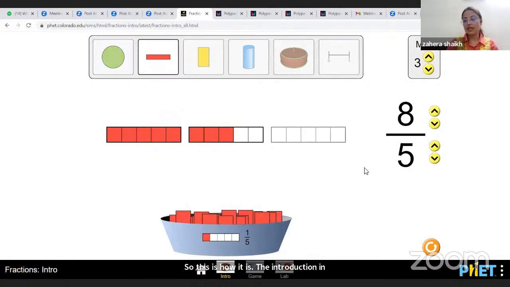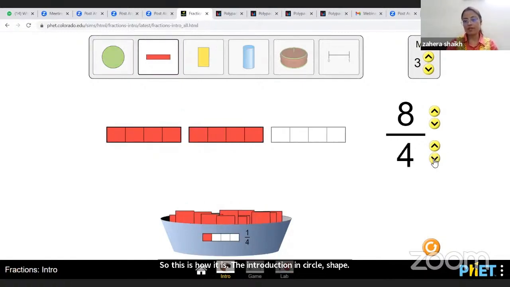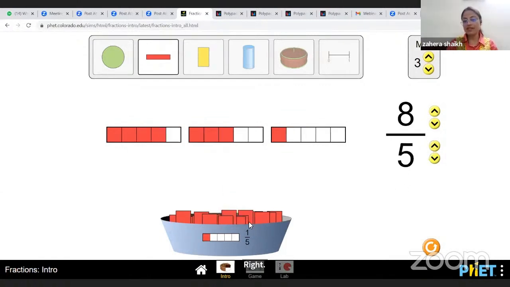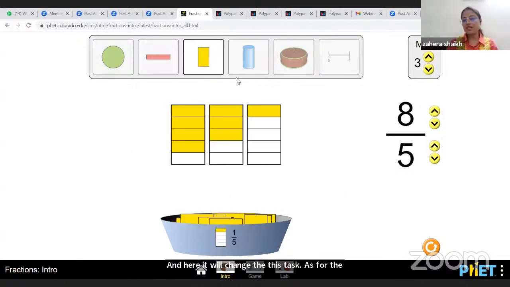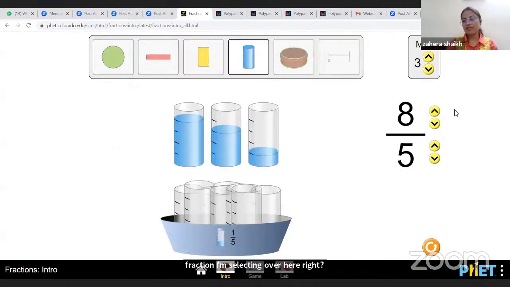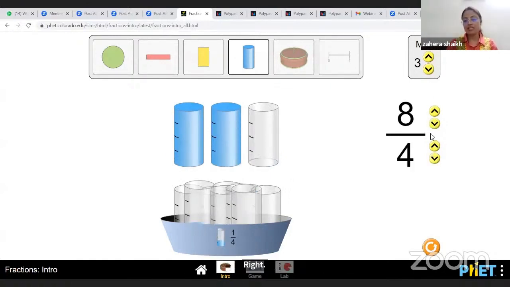Now I want to see it in tape, or the rectangular shape. Now see, right? And here it will change these tags as per the fraction I'm selecting over here, right? This is vertical, this is your cylindrical, right? See, I have taken 3 maximum wholes and how they are representing my fraction, right?